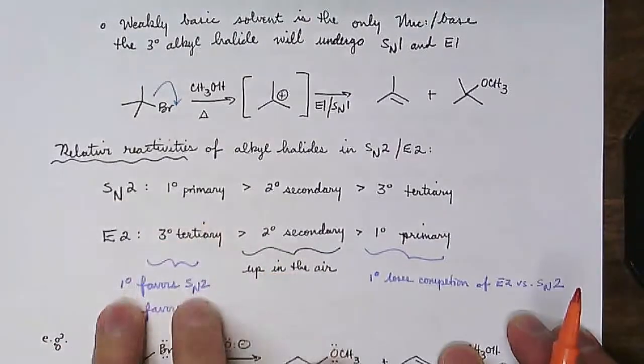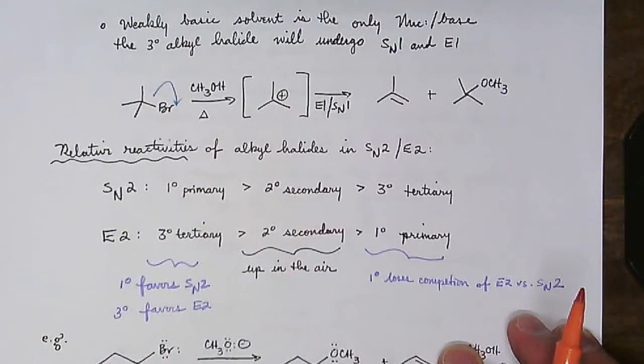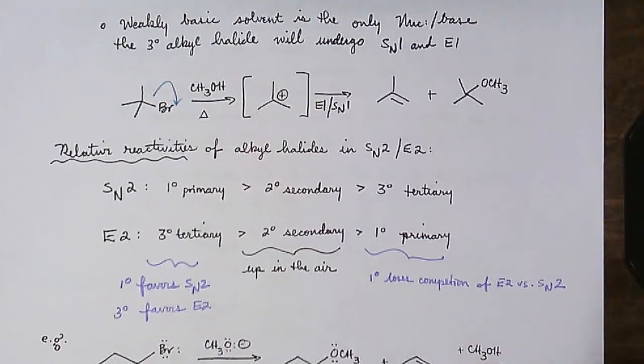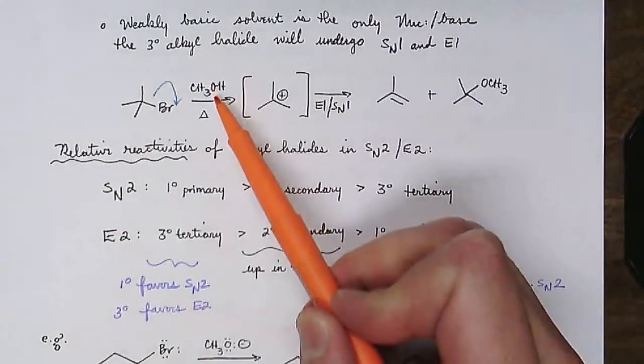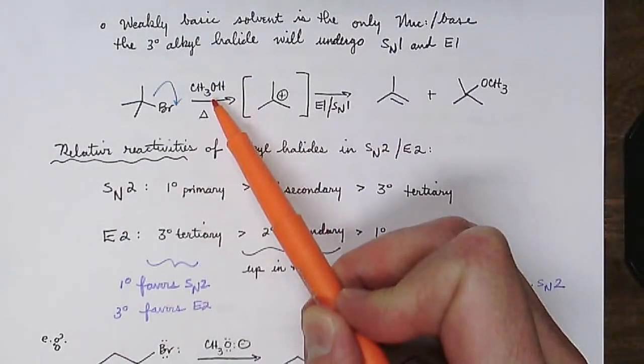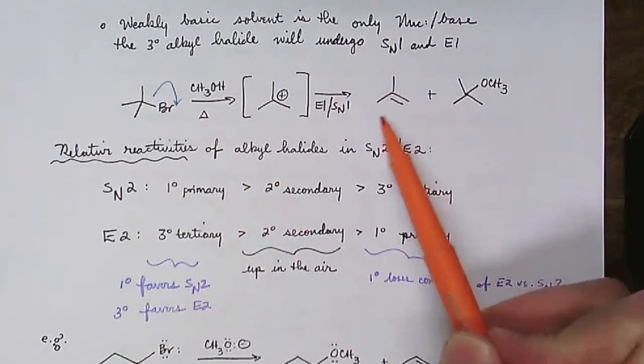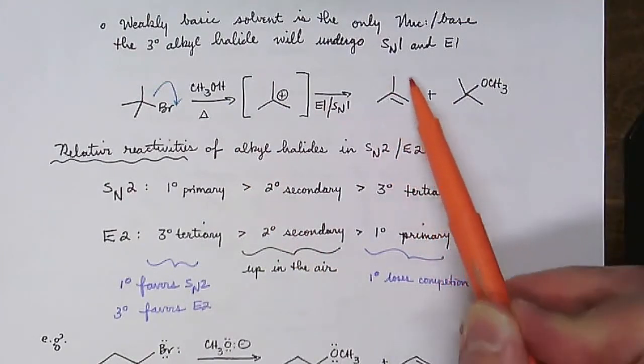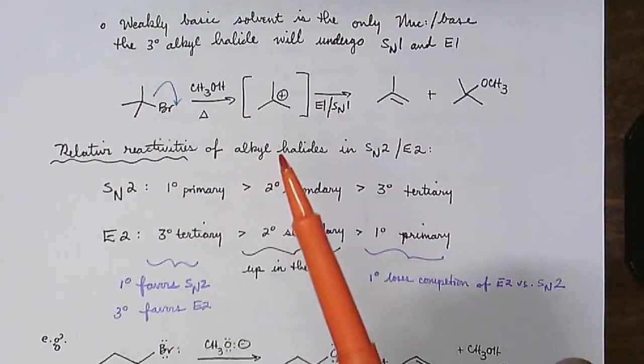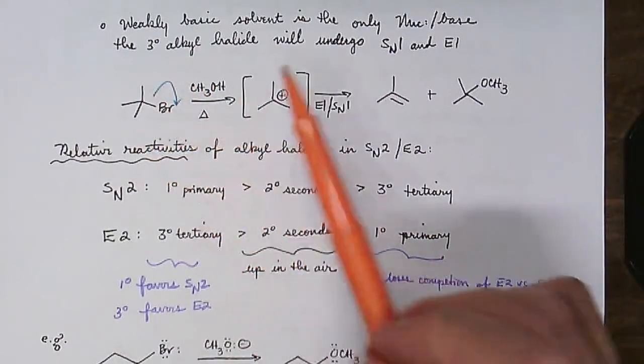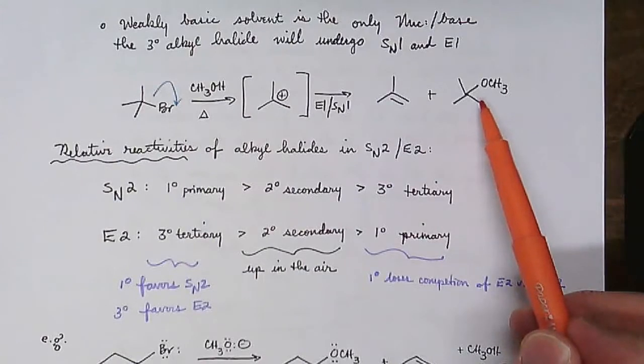Alternatively, if you used a weakly basic solvent, which is also the nucleophile, the tertiary alkyl halide will undergo SN1 and/or E1. In general, our author states that if you heat the solvent for longer periods of time, due to the increased entropy, you would expect the E1 process to predominate. And if you were to run this reaction at lower temperatures, you would expect the SN1 product to be the major organic product.